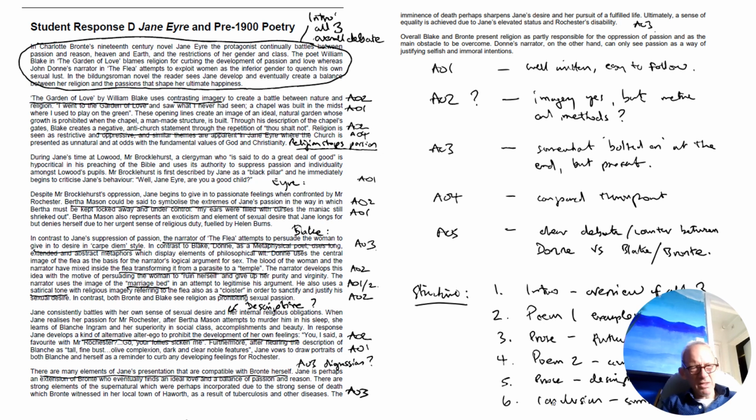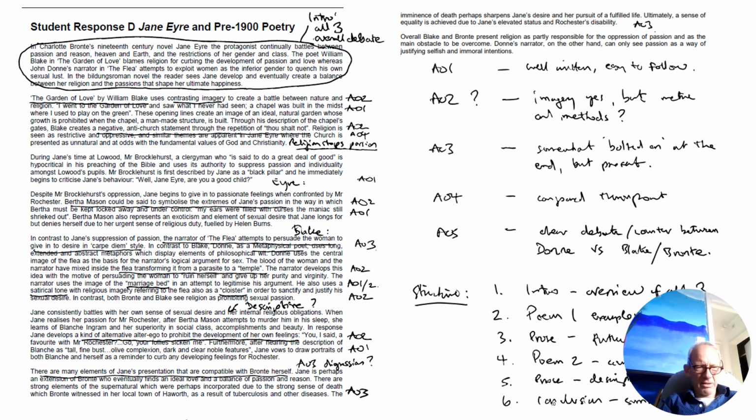So, all in all, good references to text, certainly showing an awareness of imagery in both poems so far. And then we're obviously moving on to the conclusion now. There are many elements of Jane's presentation that are compatible with Bronte herself.